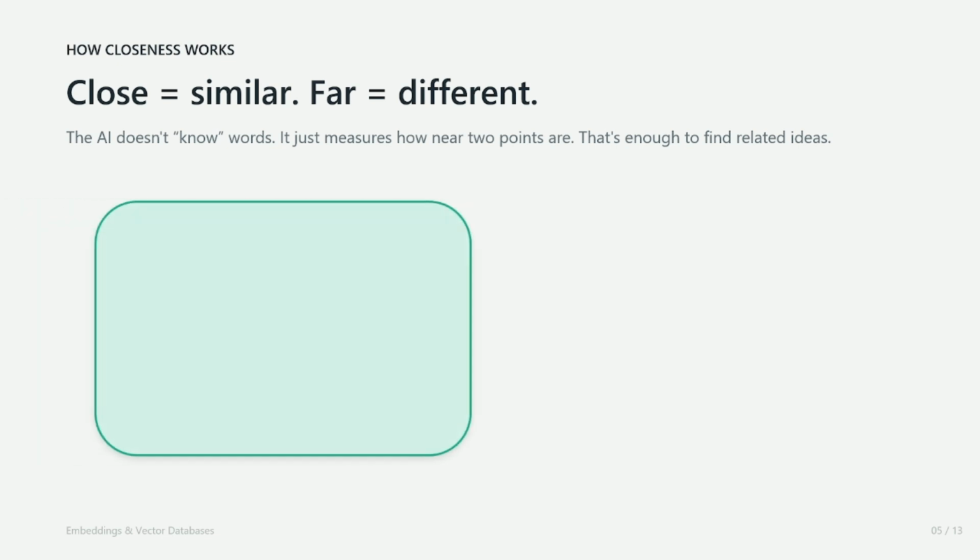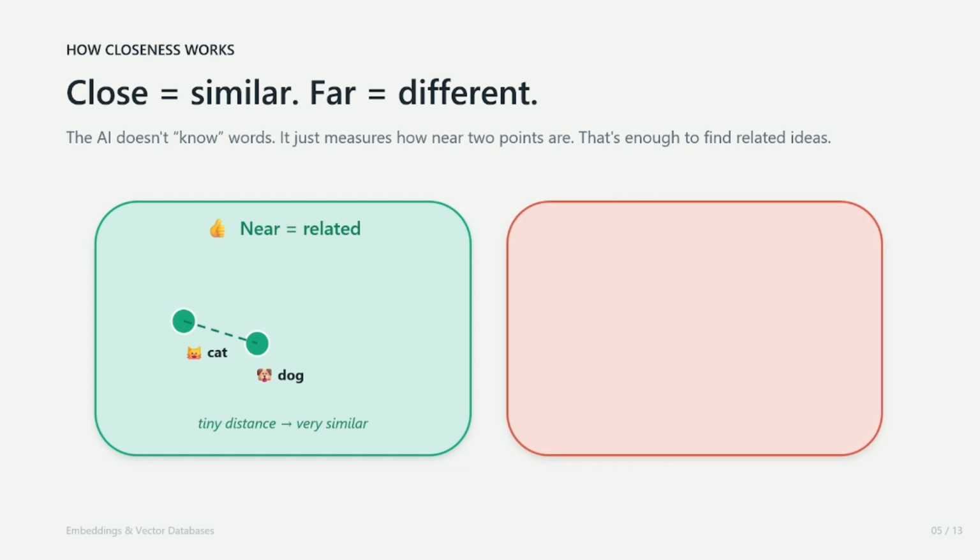Let's make that crystal clear. The AI doesn't really know what a cat is. It just measures how near two points are, and that's enough. Cat and dog are very close, so the tiny distance tells us they are very similar. Cat and car are far apart, so the big distance tells us they are very different, even though they are spelled almost the same. Nearness means related, farness means unrelated, simple as that.